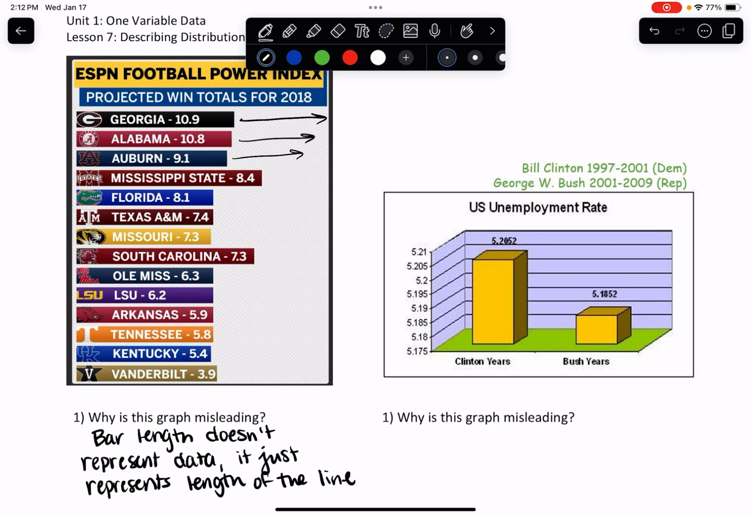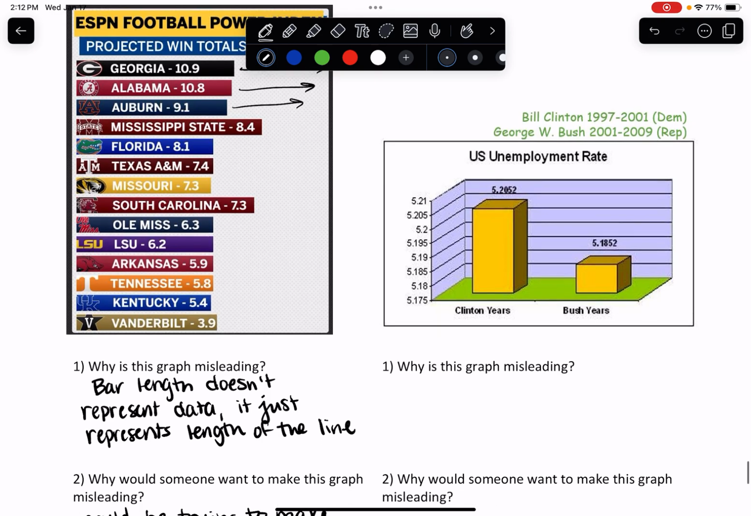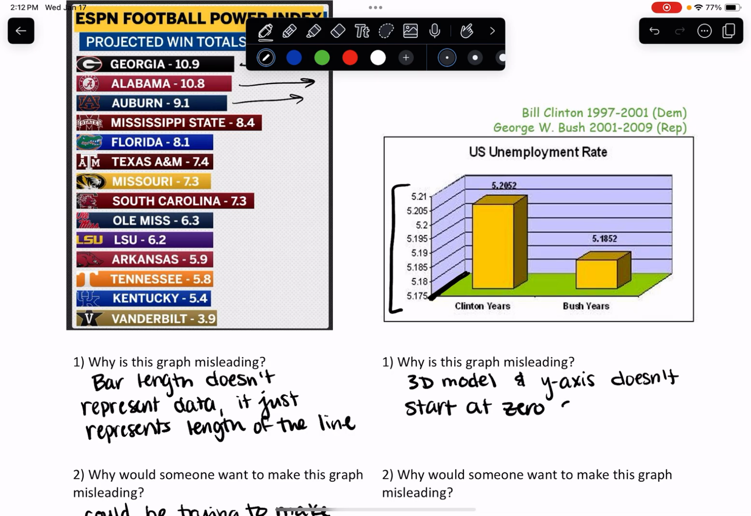So then in our last example, U.S. unemployment rate between Bill Clinton's years as president and George W. Bush's years as president. If we look at this, we have the 3D model, which makes certain bars look significantly bigger than others. Also, our y-axis doesn't start at 0. So we don't start at 0, meaning we're not actually showing the difference, and we've used a really small scale.